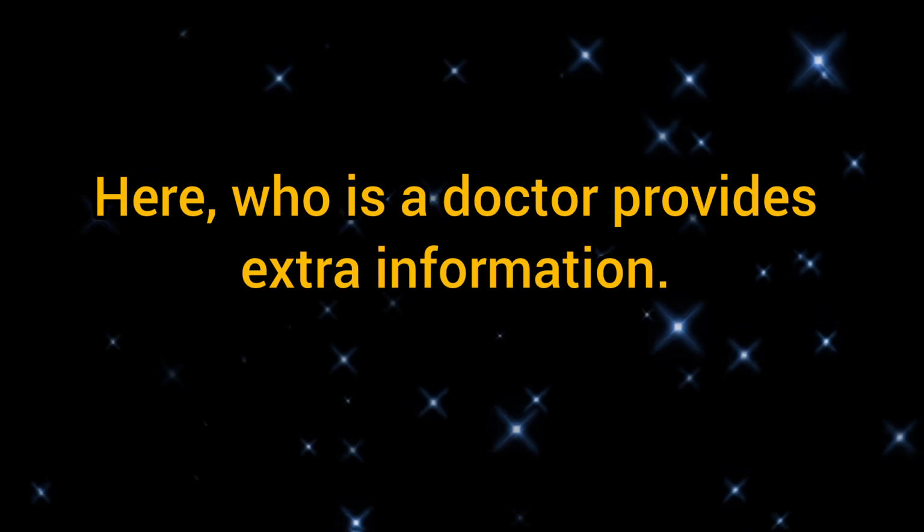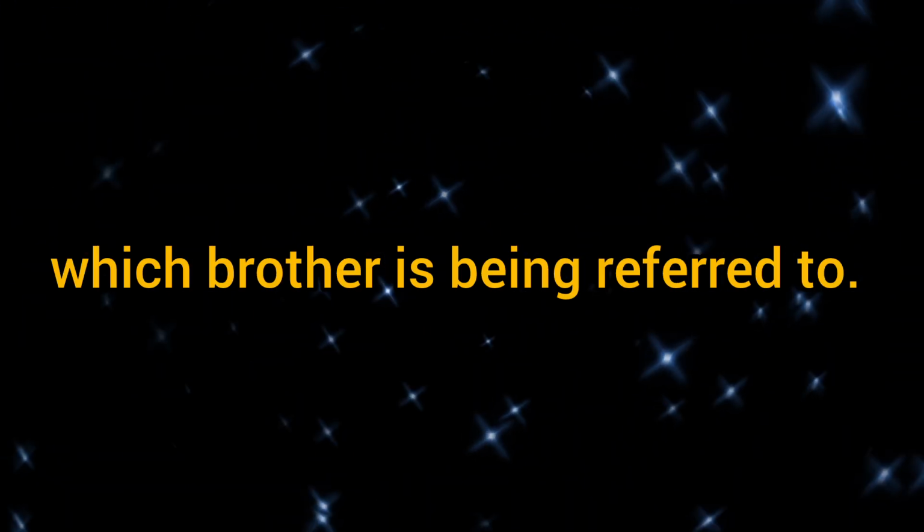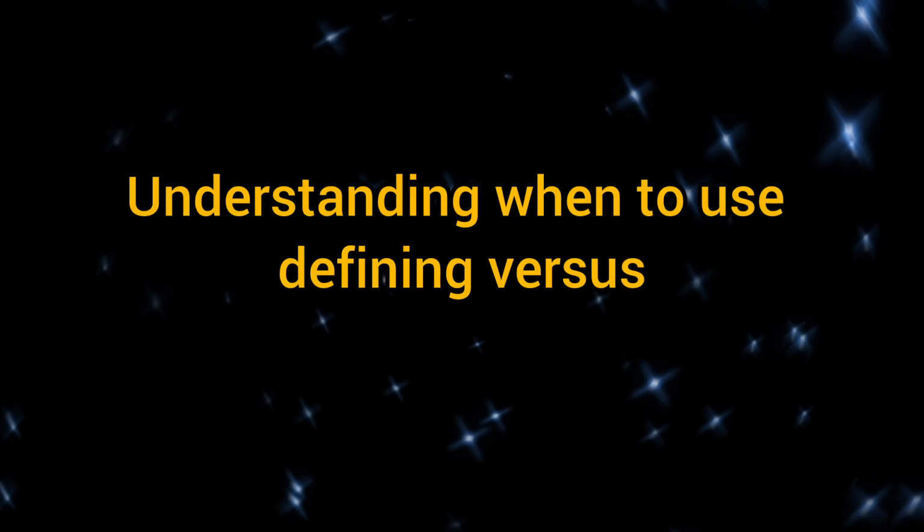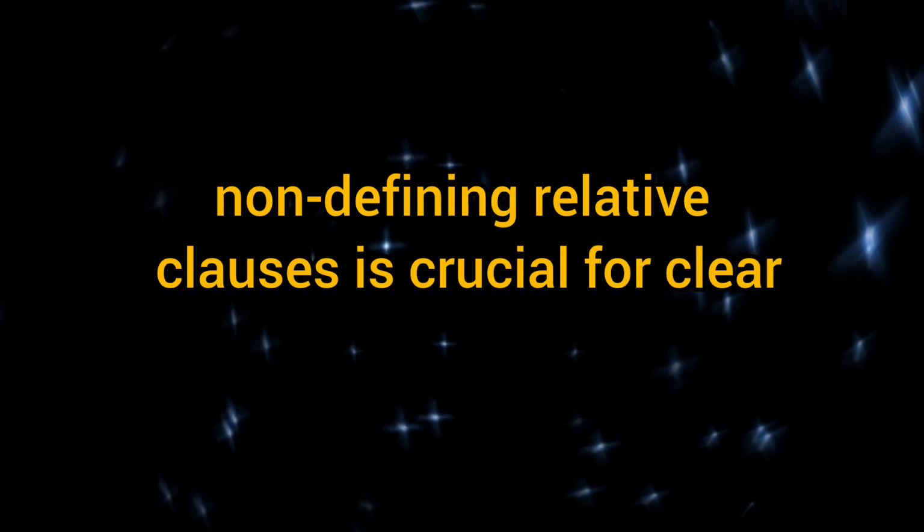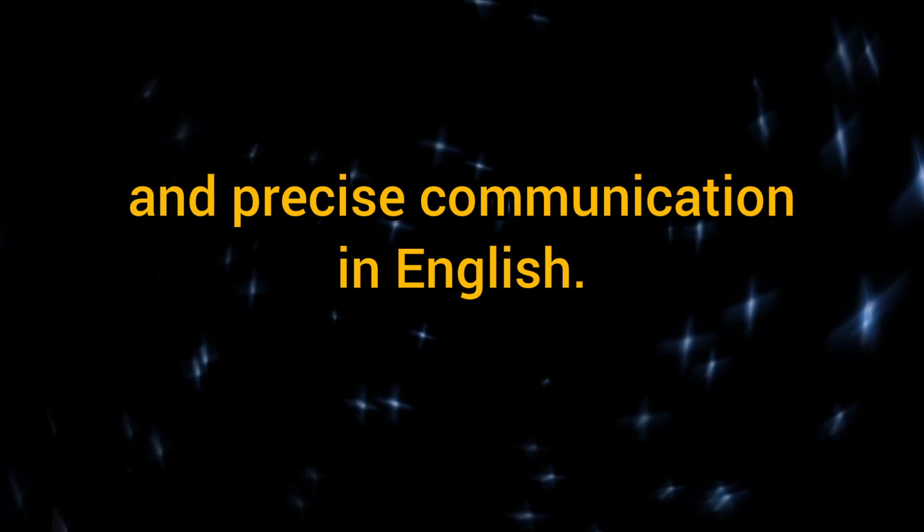Example: my brother, who is a doctor, lives in New York. Here, who is a doctor provides extra information about the brother but does not define which brother is being referred to. Understanding when to use defining versus non-defining relative clauses is crucial for clear and precise communication in English.